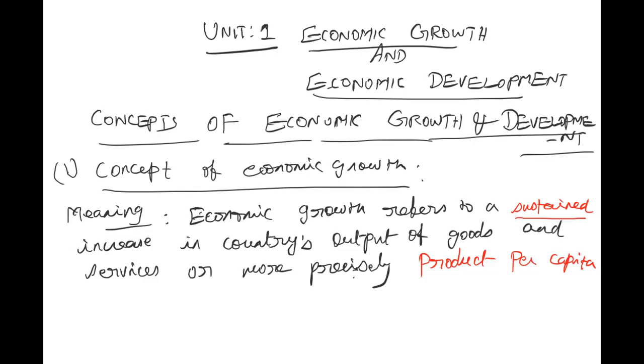And more precisely, product per capita. How will that increase? The national income of the country will keep on increasing only if the output per labor keeps on increasing year after year. So that is the meaning of economic growth. This directly leads to certain features of economic growth. So what are the features of economic growth?